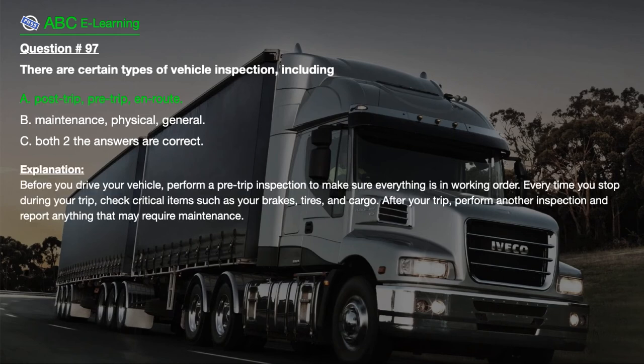The correct answer is A. Post-trip, pre-trip, en route. Explanation. Before you drive your vehicle, perform a pre-trip inspection to make sure everything is in working order. Every time you stop during your trip, check critical items such as your brakes, tires, and cargo. After your trip, perform another inspection and report anything that may require maintenance.